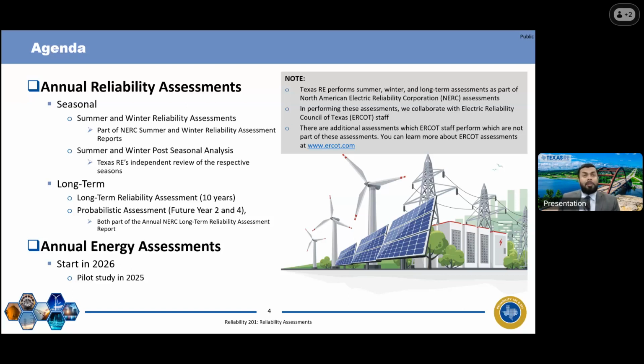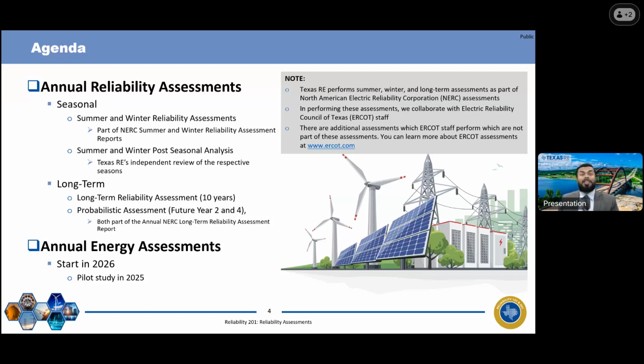Our seasonal reliability assessments are done ahead of summer and winter. Then we perform the post-summer and post-winter analysis to study how the bulk power system performed compared to the assessments which we prepared.